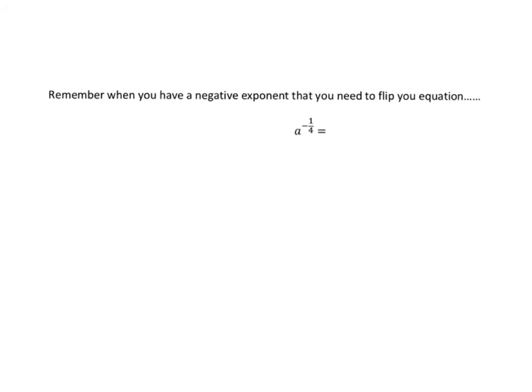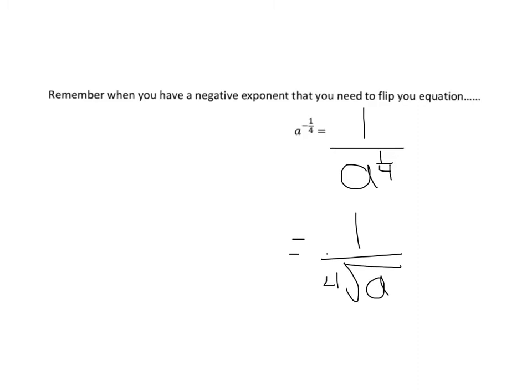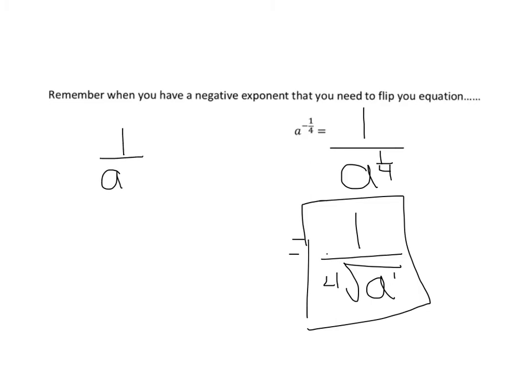Remember, whenever you have a negative exponent, you need to flip your variable or number. So if we have a to the -1/4, this is actually 1 over a to the 1/4. And if we want to simplify it one more step, this is actually 1 over the 4th root of a to the 1st power. So remember, with negative exponents, you need to flip it. If we have 1 over a to the -4th, this is the same as saying a to the 4th power. It goes both ways.